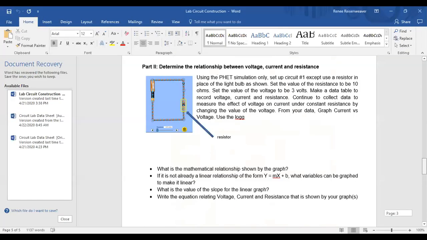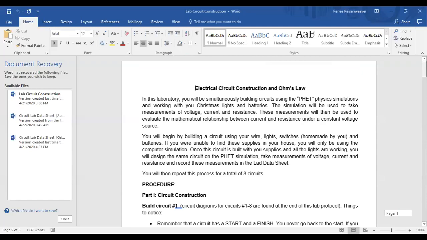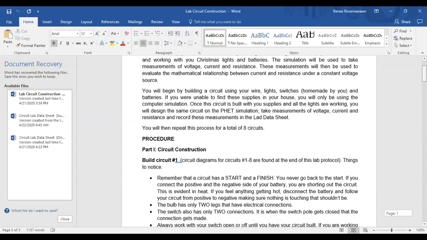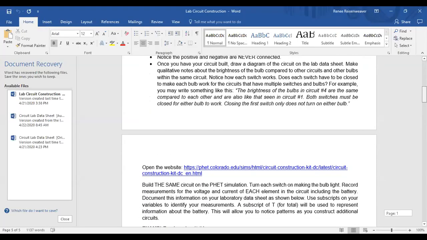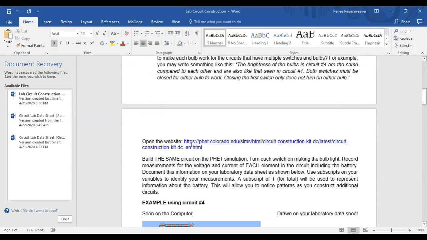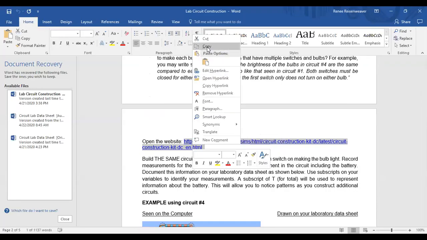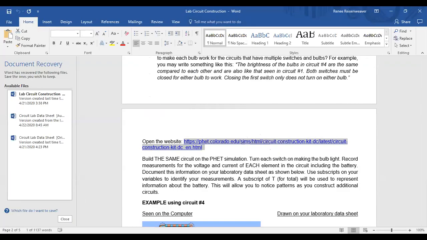At the beginning are all your directions, right? So it tells you exactly what to do, step by step. So here's what you're going to do. Here's the important part. You're going to go to this website. So I'm going to copy that, and I'm going to go to that website.